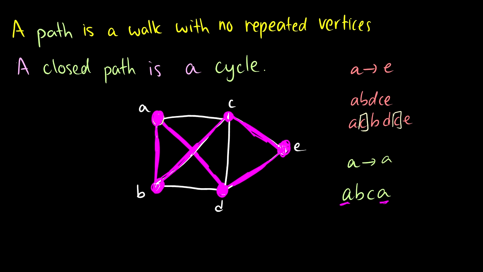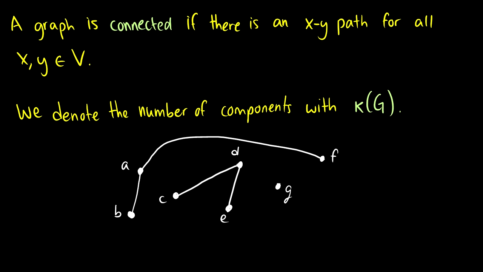Okay, so a lot of terminology, I know, but there's still one more piece we need to talk about. And this is the most intuitive and simple, so I left it for last. And this is connected graphs. A graph is connected if there is an XY path for all X, Y in the set of vertices. So what this means is that if every vertex is connected to every other vertex, then the graph is connected.